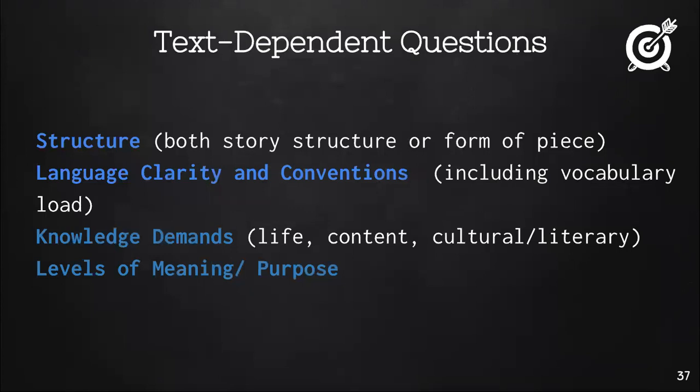These are things to keep in mind. What is their life experience with this, and asking and connecting to that? What are their content experiences and background? And then how does this relate to other cultural things that they're familiar with, or other pieces of literature they've read, as well as levels of meaning or different purposes.